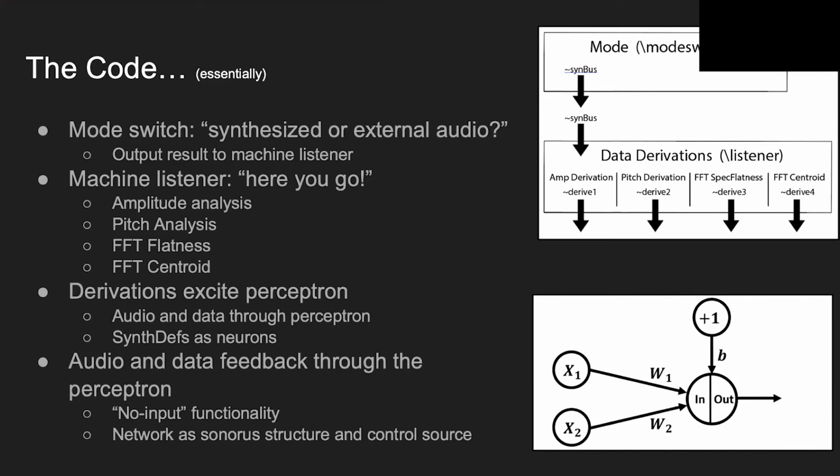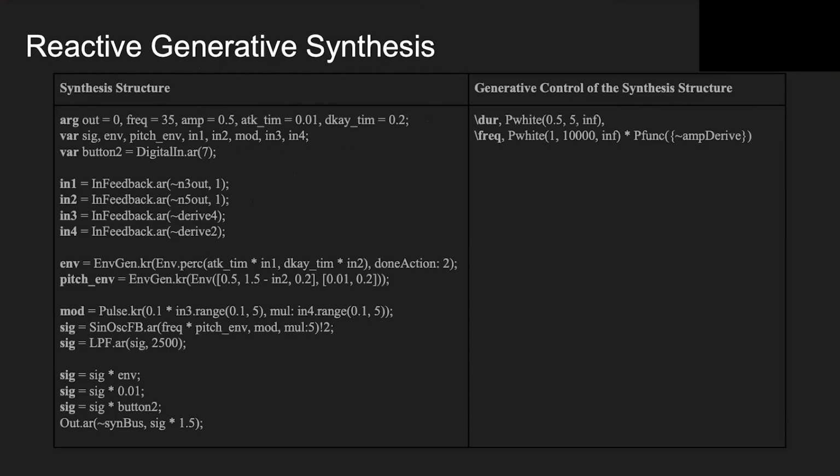Therefore, audio and data feedback through the system, and then feedback for the learning phase, acting as a no input functionality. This way, I treat the network as a sonorous digital structure and control source for other parts of the musical elements of the system, which is the reactive and generative structures. On the left, we can see an example of a synthesis structure within the system, and on the right, generative control of that structure. This is the chaos drums section.